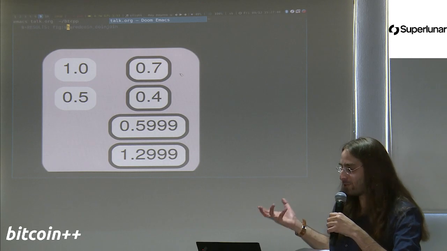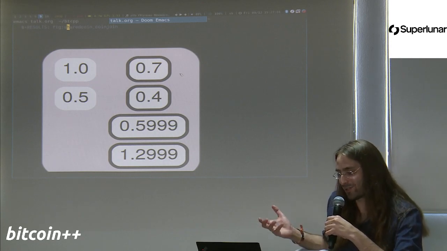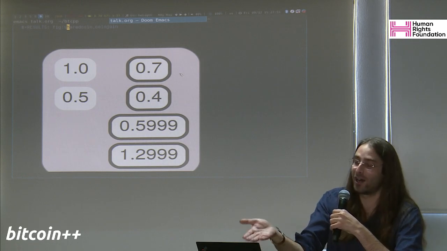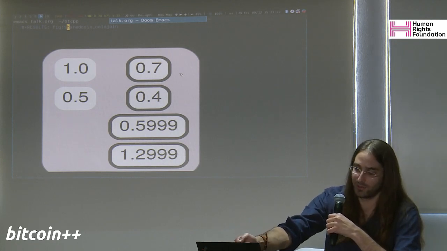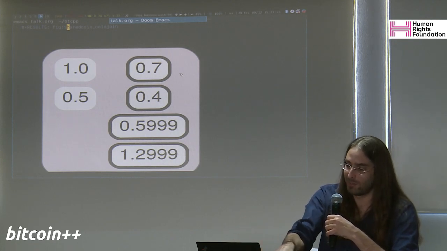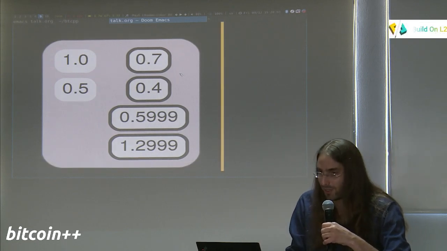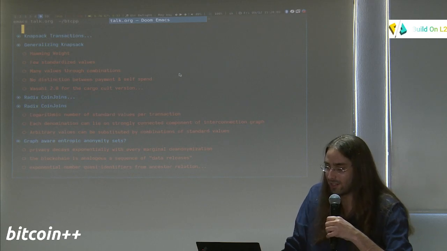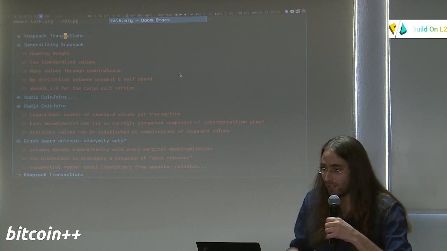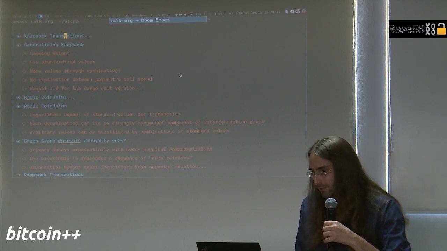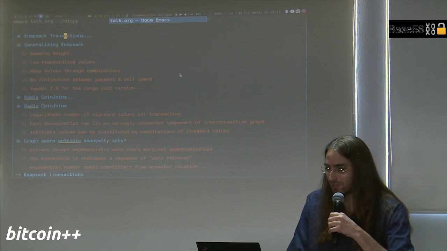The point is, if you stare at this long enough and the values are actually correct, then you're supposed to infer that there's no possible way that the 0.7 output could have been created by a different user than the one who controlled the specific input in another. Right? You can basically slice this into sub-transactions as happened. So I noticed that there's nominally 2 minutes left.